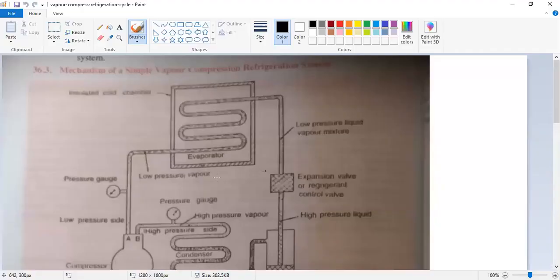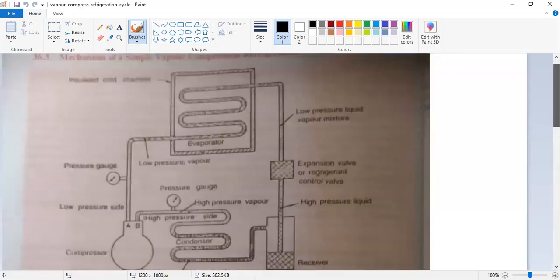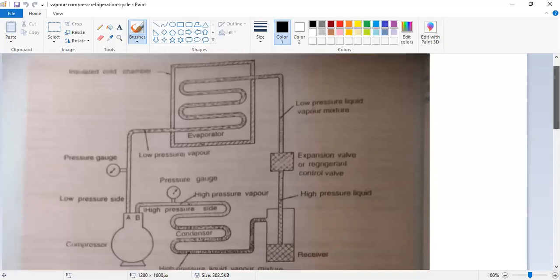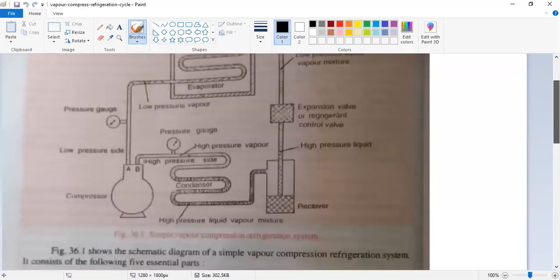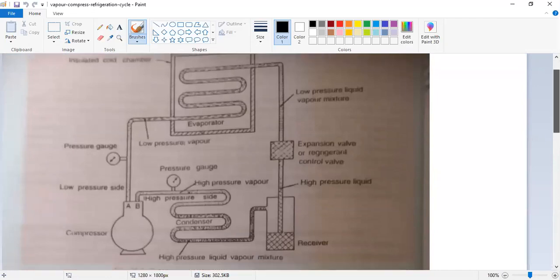So this is the same line diagram I showed you to explain the vapor cycle. They have put the components here, compressor. Are you able to see that diagram? What diagram is it? Compressor. What all are you able to see? Which components? Yeah, correct.